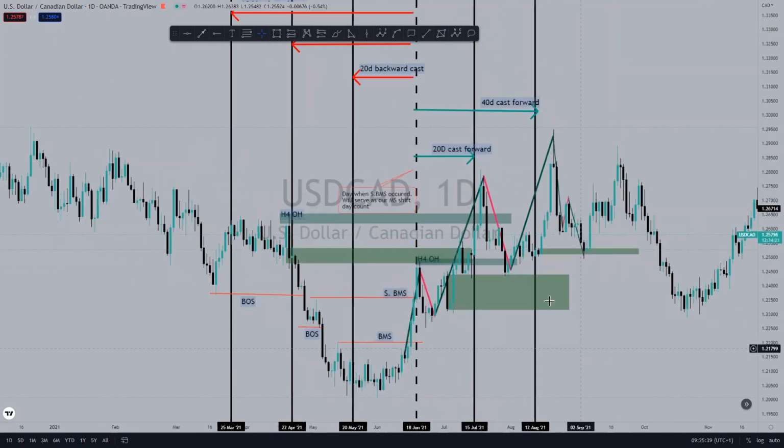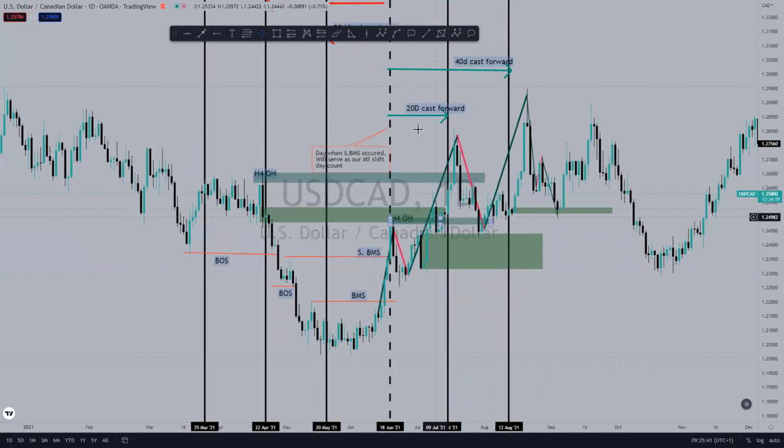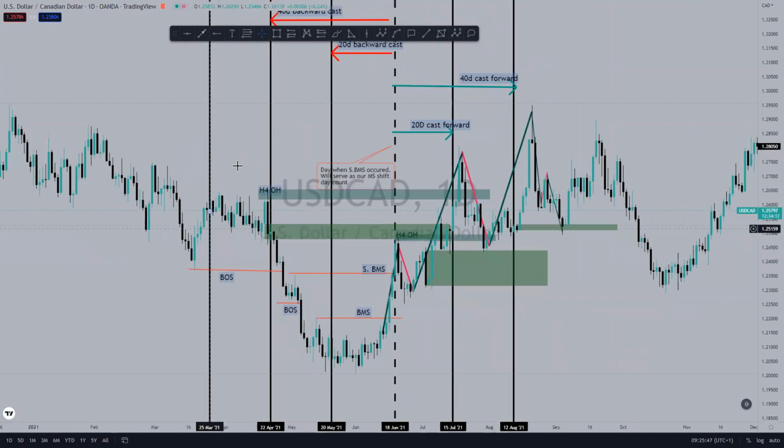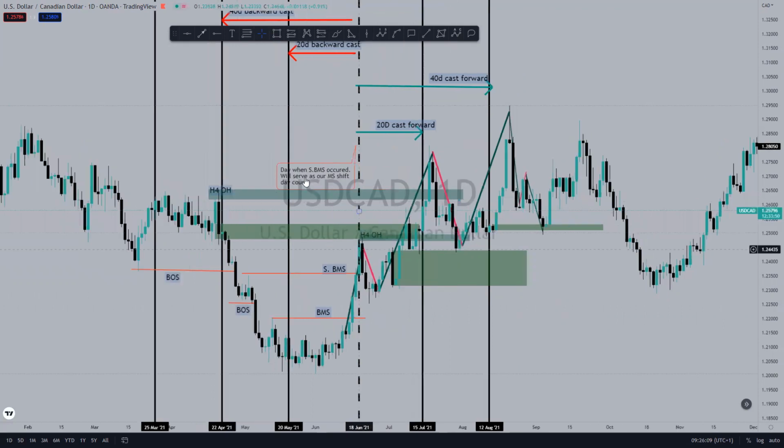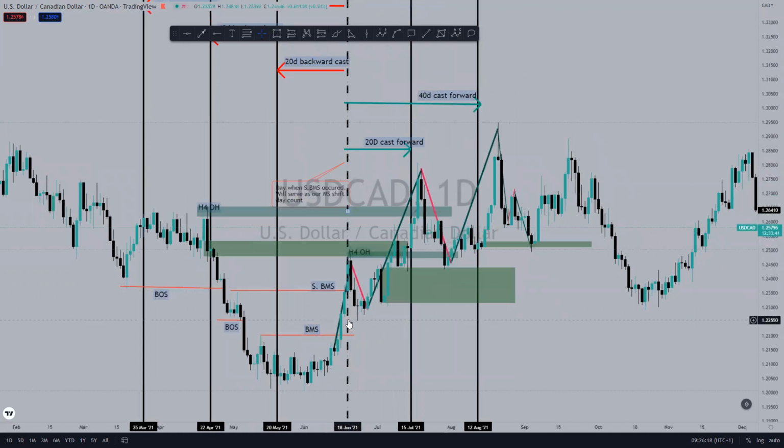Then in that range of 40 or 60 days to the front and back, you first try to note the swing points in the 20, 40 and 60 days backward. As you can see here, when I counted backward to this place, I noted the BMS, the break of market structure, the BOS, break of structure, and so on. I noted all of them. The day when the BMS occurred serves as our market shift day count. That is when we start counting our days, to the front or to the back.